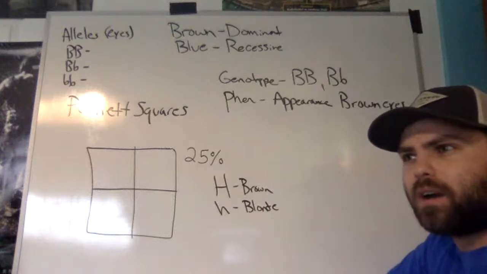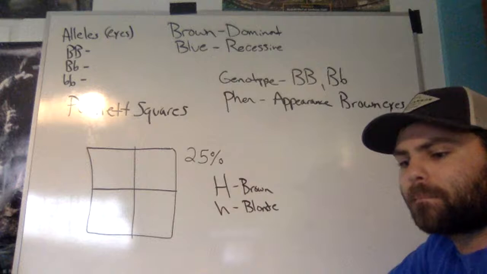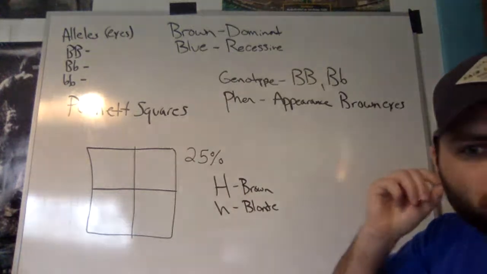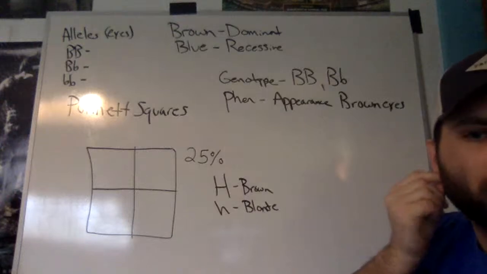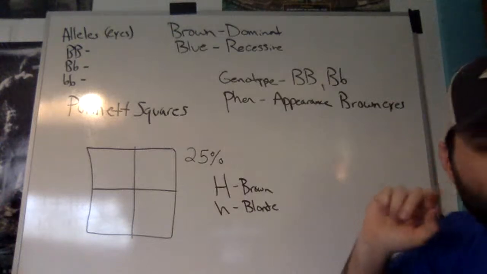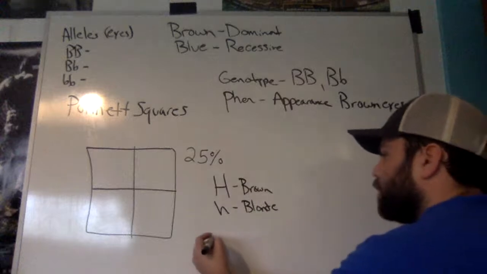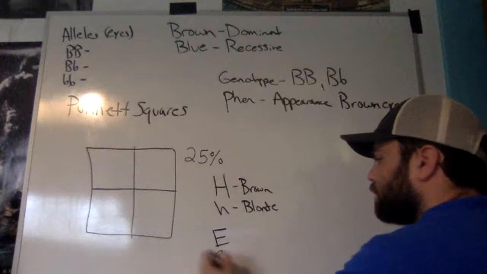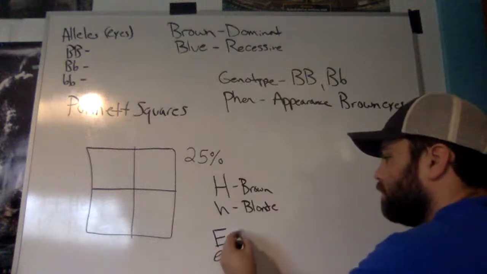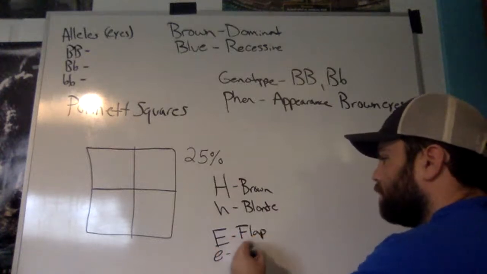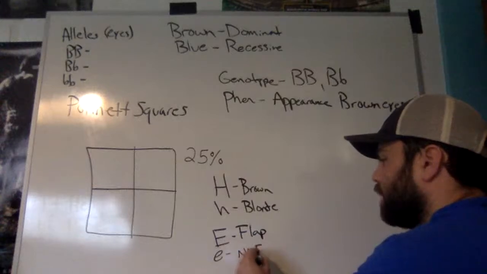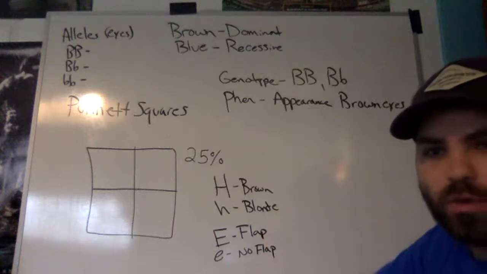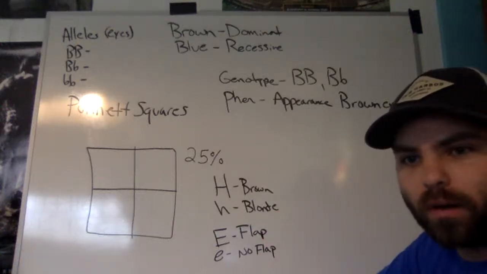Let's do another trait. Earlobes. All right. So you guys know how sometimes your earlobes are connected to the side of your head, or else sometimes you just have the actual earlobe that flaps. So we're going to put an E. And then a lowercase e. All right. So flap, no flap.